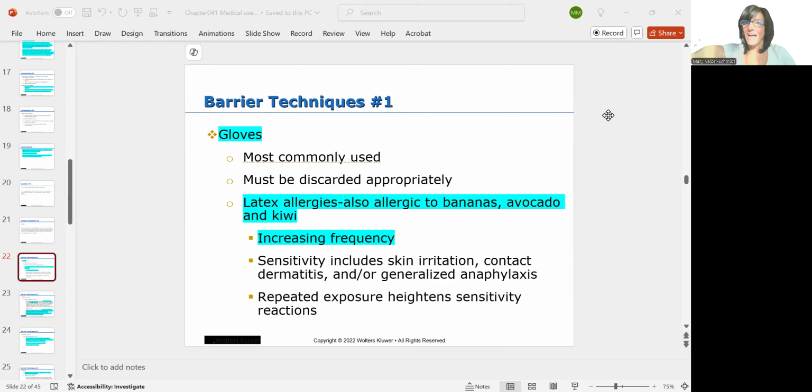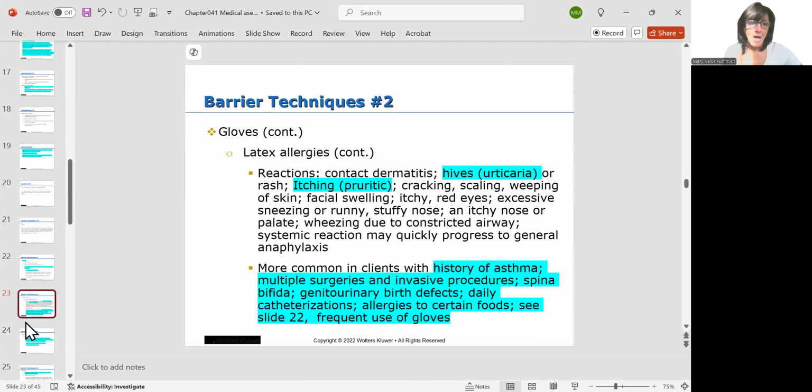You must know that if the patient is allergic to latex, they are also allergic to bananas, avocados, and kiwi fruit. So make sure you know that. Remember that. Okay. And what kind of reactions can somebody get when they're allergic to latex? Contact dermatitis, which is a rash, hives, urticaria, pruritus.